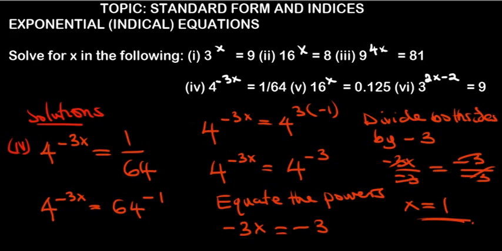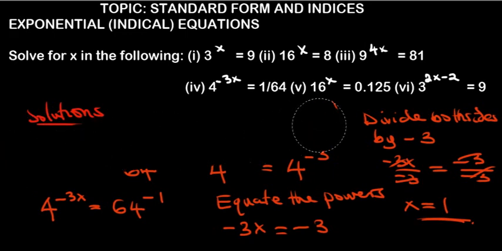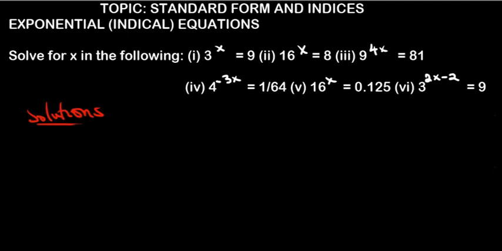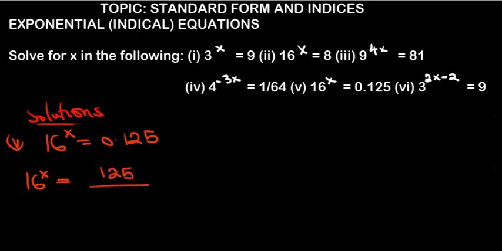Now the next question we have is question number 5, and we are going to see how to solve it. For question number 5, we have 16 raised to the power x equals 0.125. What you are going to do here is first convert the decimal into a fraction. So here we have 16 raised to the power x equals 125 divided by 1000.